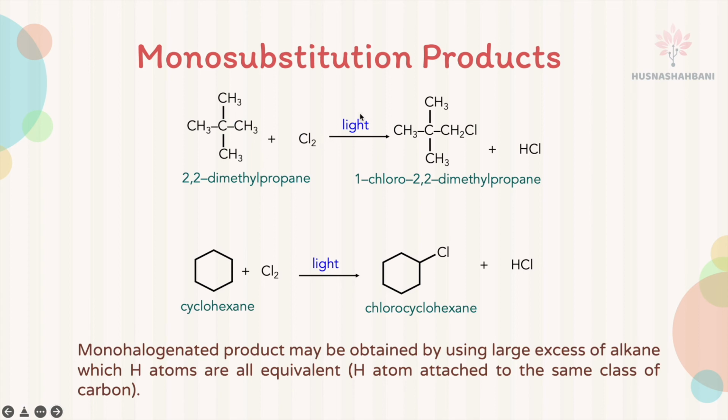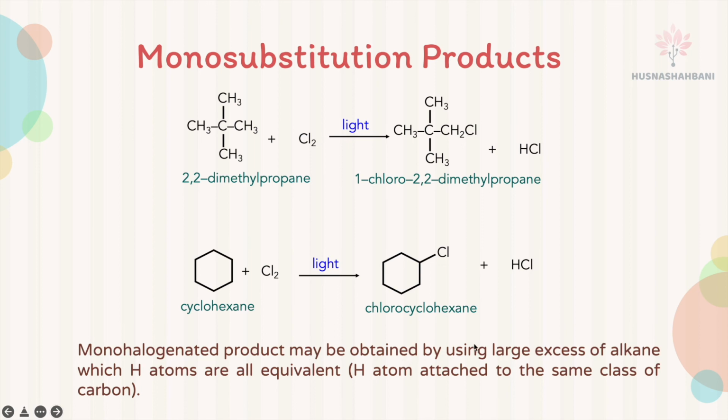2,2-dimethylpropane reacts with chlorine in the presence of light. This chlorine replaces a hydrogen at the primary carbon to produce 1-chloro-2,2-dimethylpropane and HCl. And then cyclohexane reacts with Cl2. This Cl will replace any hydrogen because all of these are secondary carbons. So it replaces a hydrogen here in the presence of light, and the side product is HCl.